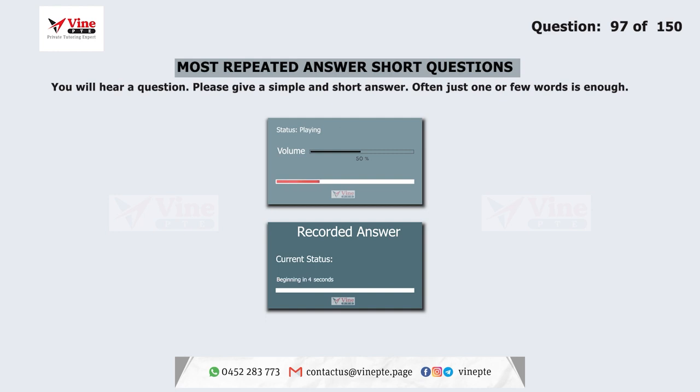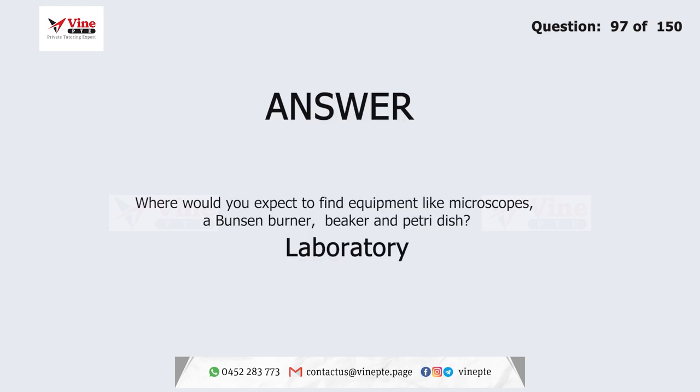Where would you expect to find equipment like microscopes, a Bunsen burner, beaker, and Petri dish? Laboratory.